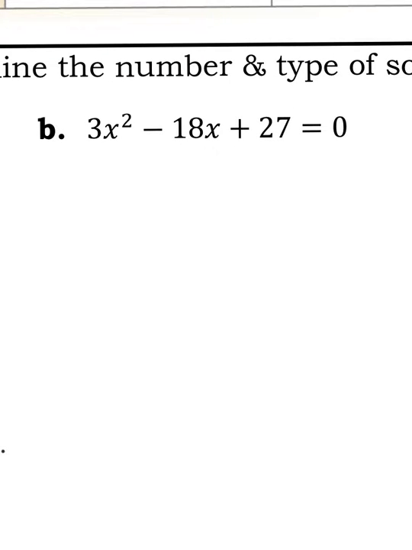Let's look at B. You have a is 3, b is negative 18, and c is 27. You'll notice that all these numbers are divisible by 3, and in other videos we actually factored out the greatest common factor of 3.